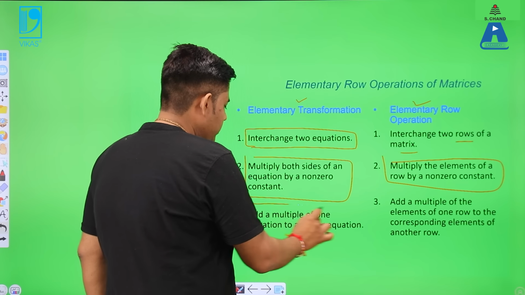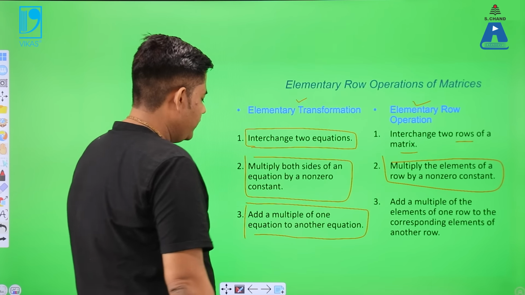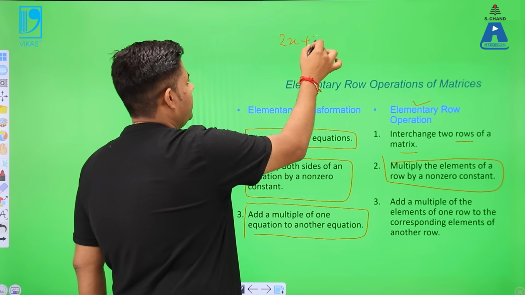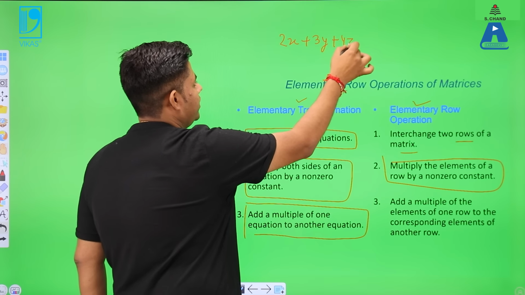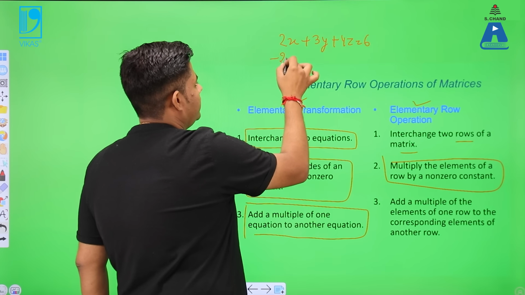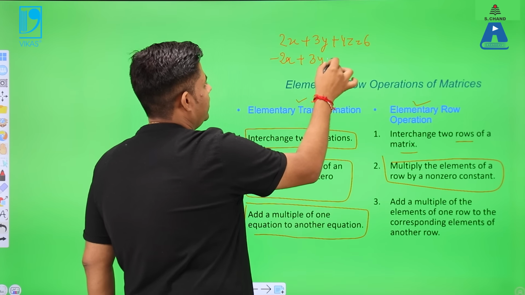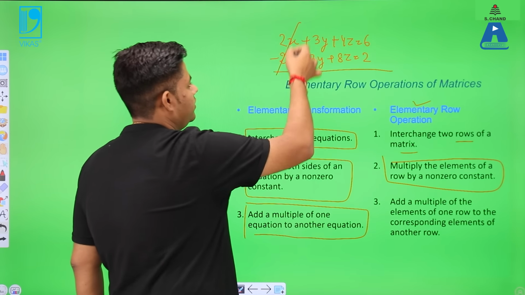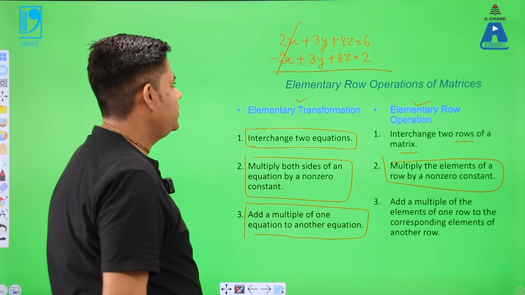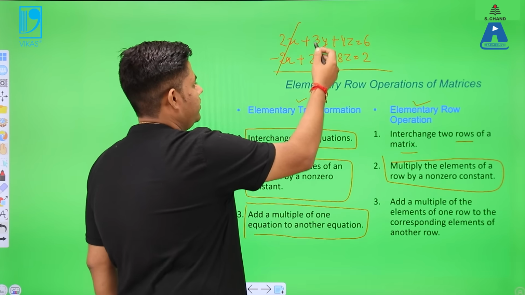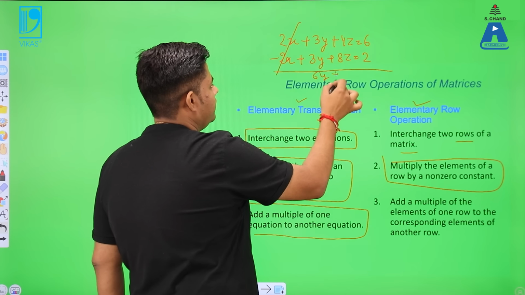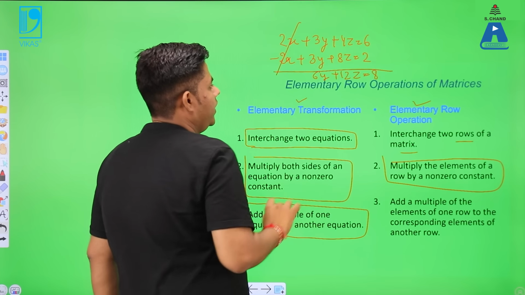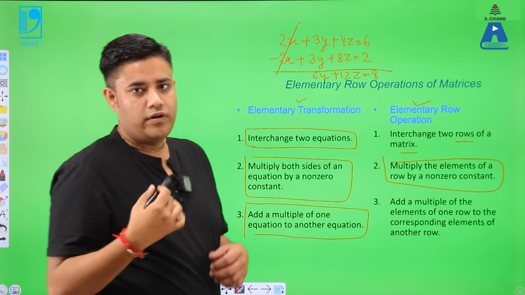Then the next part is you need to add a multiple of one equation to another equation. Let's say you have the equation 2x plus 3y plus 4z equals 6, and another, minus 2x plus 3y plus 8z equals 2, and you add both so that one set of variables is eliminated. For that you can add them. This becomes 6y plus 12z equals 8. In terms of matrices also you can perform the row operation.